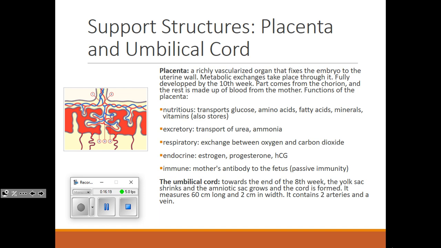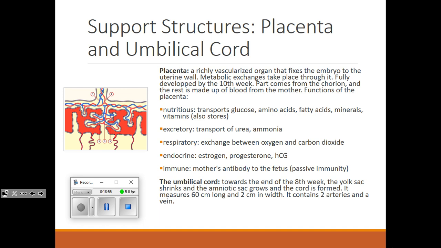So here are some things that the placenta does. It has a nutritious function. Things that the baby needs, glucose, amino acids, fatty acids, minerals, vitamins, can be transported through the placenta. It can have an excretory function for things like urea or ammonia. It has a respiratory function, gas exchange between oxygen and carbon dioxide. There's an endocrine function. Hormones can make their way, HCG, estrogen, progesterone, other hormones that I didn't mention there, but they can. It can also have an immune function.